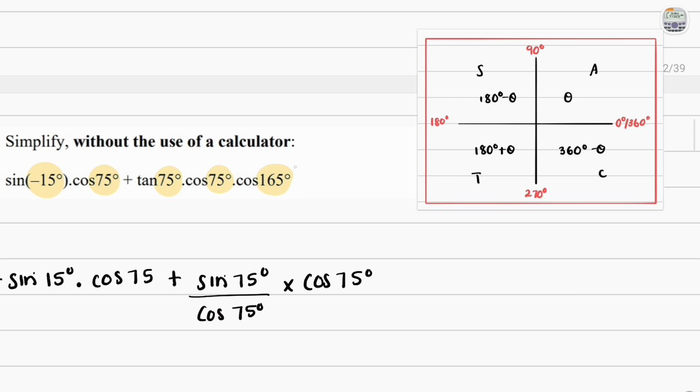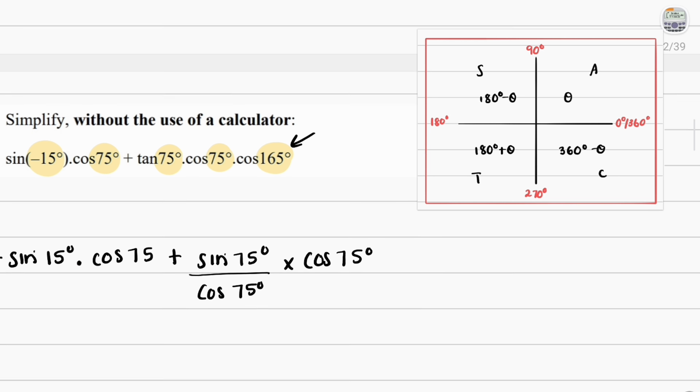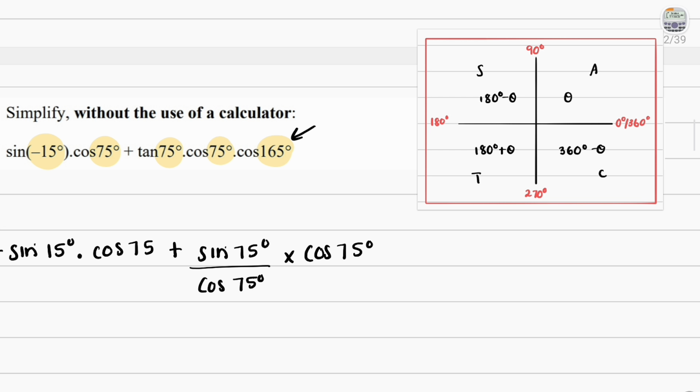And then we have cos 165 degrees. It's already an obtuse angle, so we might as well just reduce it. So reducing it, we're going to say cos of 180 degrees minus what gives you 165 degrees. And that is 180 minus 15 degrees.